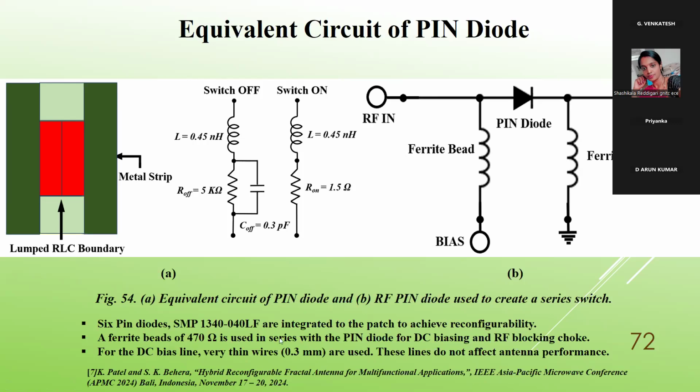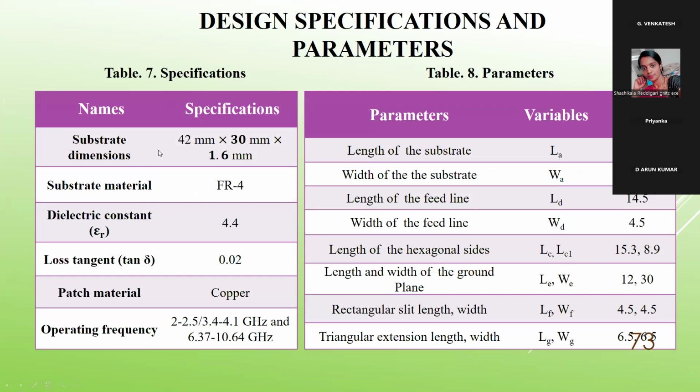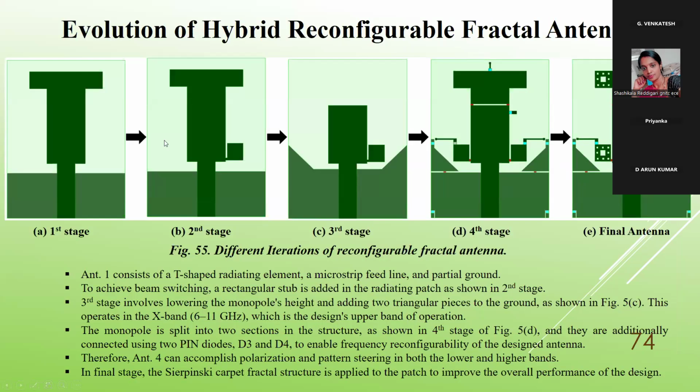Coming to the next design, the specification is 42 cross 31 cross 1.6 mm FR4 substrate, 4.4 dielectric constant and loss tangent 0.02, with operating frequencies 2 to 2.5, 3.4 to 4.1 and 6.37 to 10.6 gigahertz. Accordingly, different parameters can be found for length and width. It started with a very simple T-shaped structure. Antenna 1 consists of a T-shaped radiating element, a microstrip feed line, and a partial ground.